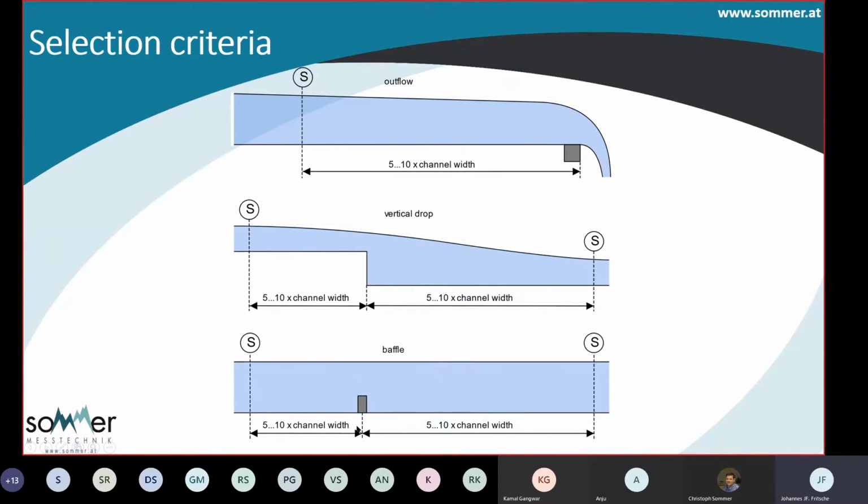And if you have any baffles or any big rocks or any other obstacle within the river, don't measure in this area here. Again, go up the river or go down the river far enough that you don't get any influence from this obstacle or this baffle here.